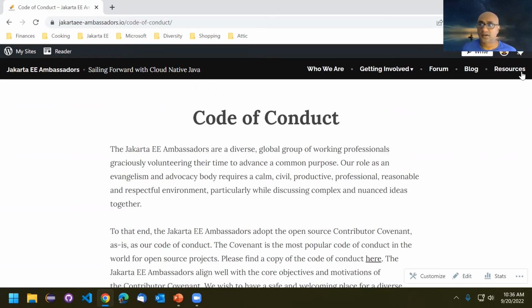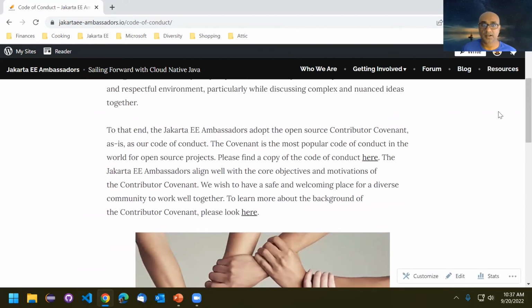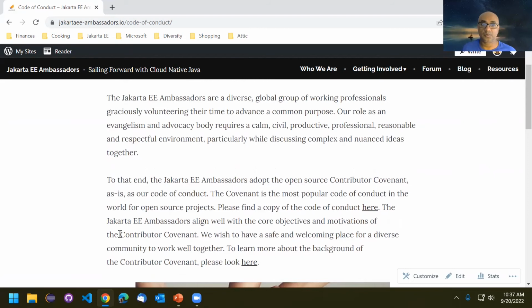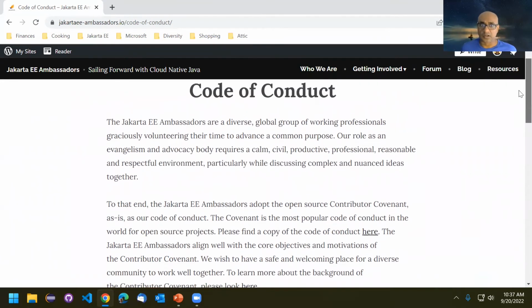So in the case of the Jakarta ambassadors, what we adopt as our code of conduct is simply the Contributor Covenant. In fact, we saw no need to alter the Contributor Covenant in any way. Our code of conduct is exactly what a contributor code of conduct is. Okay, but there are some details around that, right?